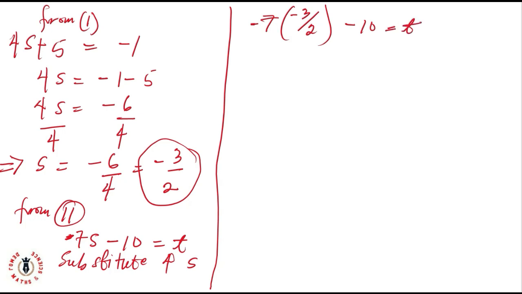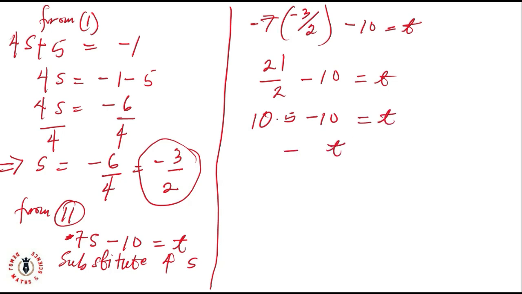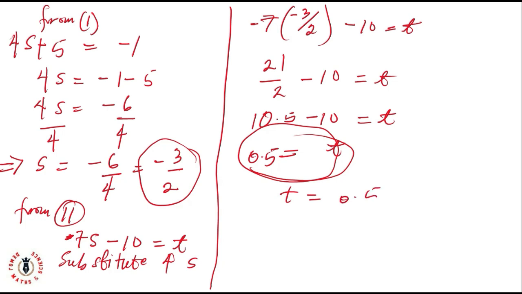So that minus 7 times minus 3 over 2 will be positive 21 over 2, minus 10 is equal to T. Now, 21 over 2, that's 10 and a half, that's 10.5. Minus 10 is equal to T. Obviously, T now will be 0.5. The way I wrote it, T is equal to 0.5.